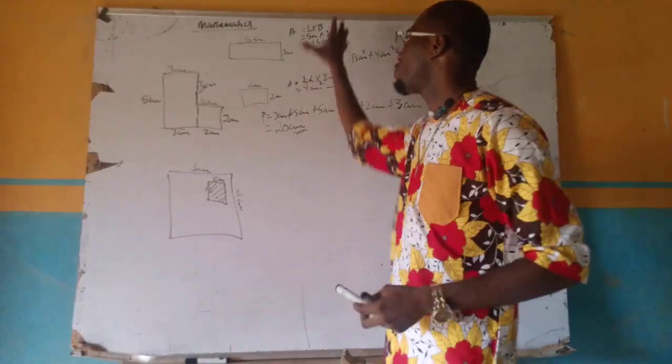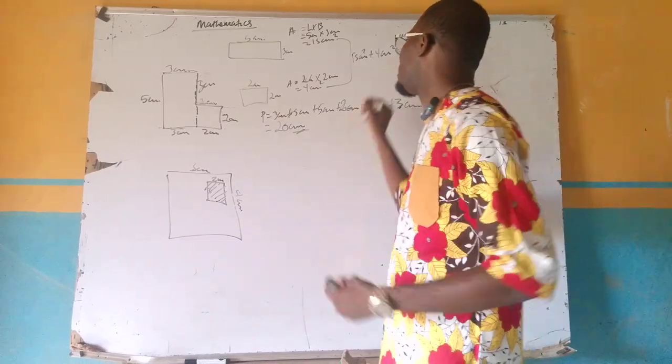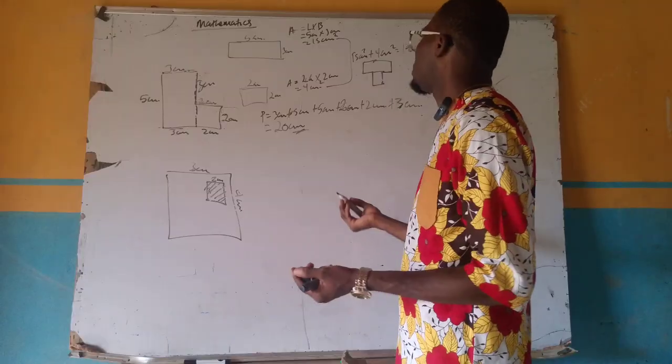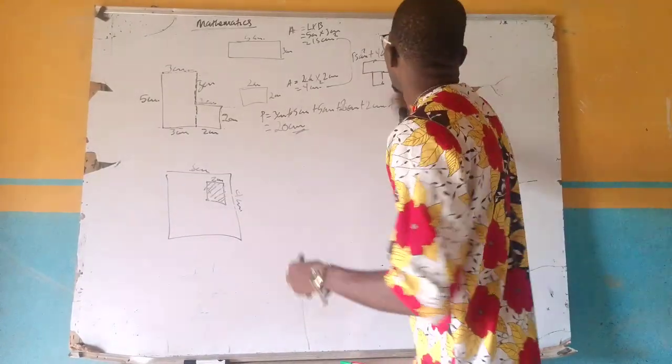So we have solved this for area and perimeter. It can be any shape. Sometimes you can see some things like this. So just split it. It's not something that is very difficult.